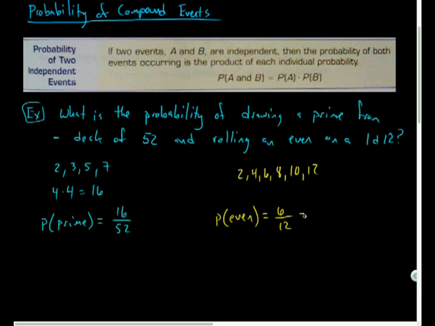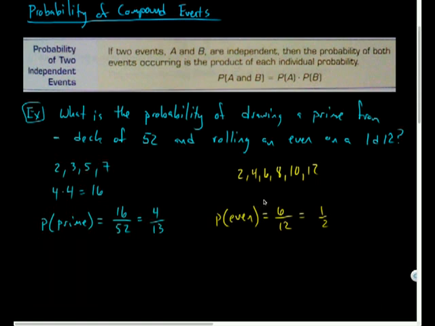And I guess I might as well reduce these. This reduces to 1/2, a 1/2 chance, and this 4 goes into 16 4 times, and into 52 13 times. All right, there's 13 cards per suit. There's 4 suits, so that's the way I remember that.